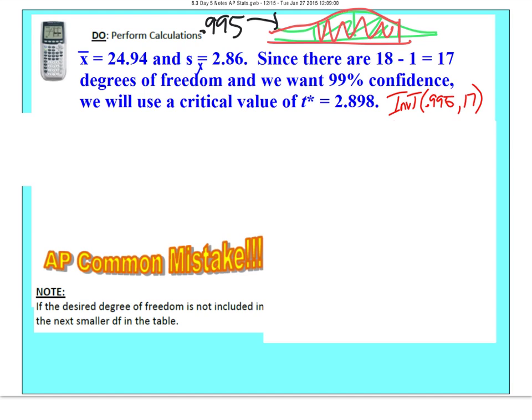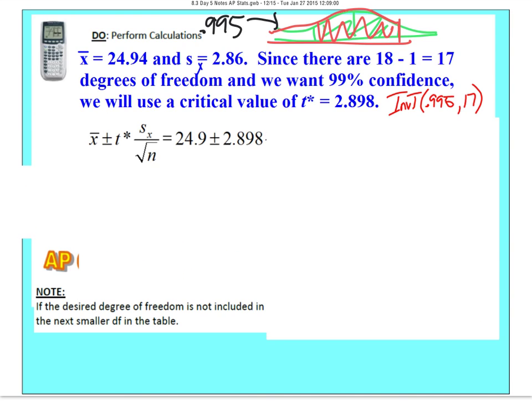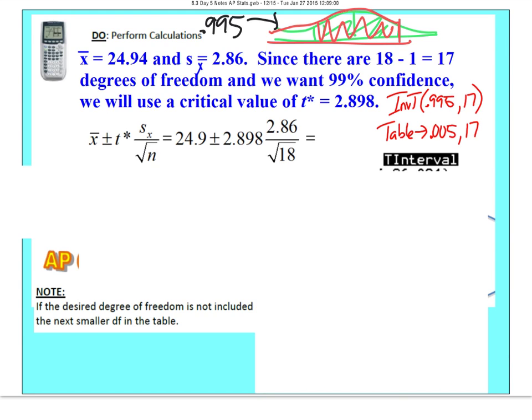Okay, what if I wanted to show calculating the confidence interval by hand? I could do this, and here, as I scroll down, is the formula for the confidence interval. I'm going to plug in the value of x bar, then the critical value right here, and then we're going to bring in the standard error here.